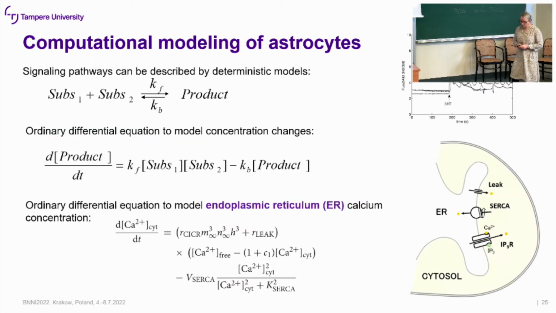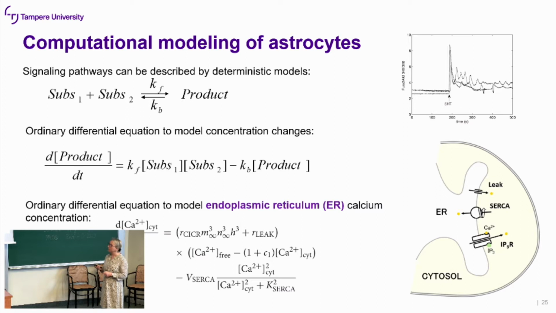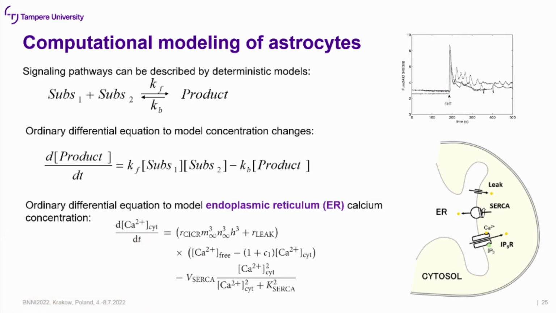But you learned yesterday in the presentation by Ausa Saudarkiene the type of model, like how you model this signaling pathway. So basically for astrocytes you typically use the same approach. You have two substrates reacting and you make a product, and you use ordinary differential equations to describe this signaling that we see intracellularly in the astrocytes.